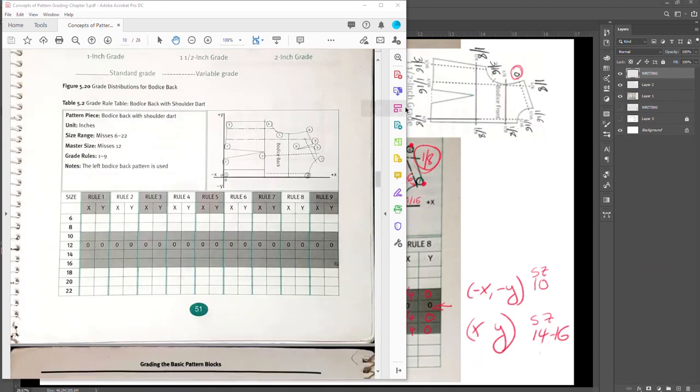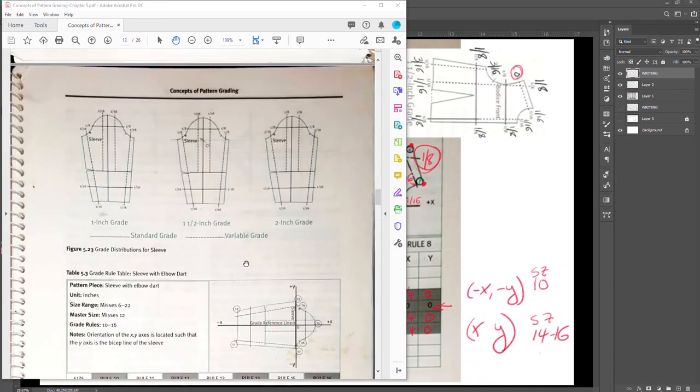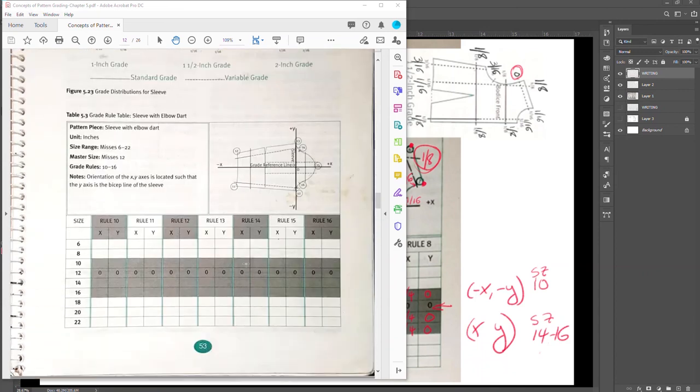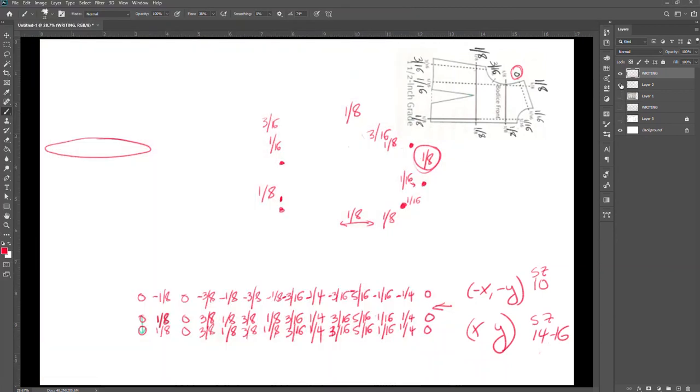So there's the bodice back. It also gives you the 3 grades and all the slashes in the front. And this is going to be the same with -x and -y for the smaller sizes. The sleeve is the first one that seems pretty unusual. It has the center of the sleeve on the origin point, so you're going to have to think more about your numbers here.